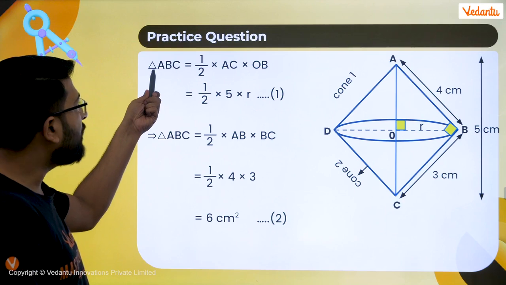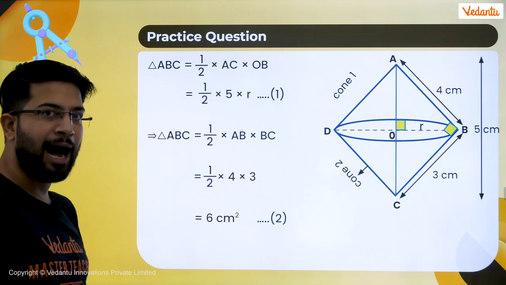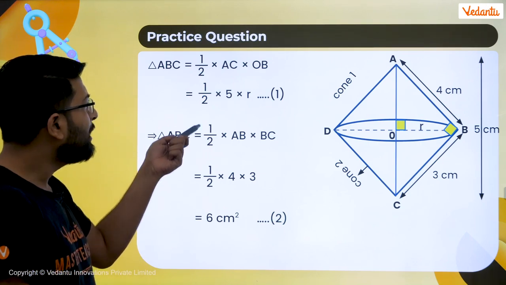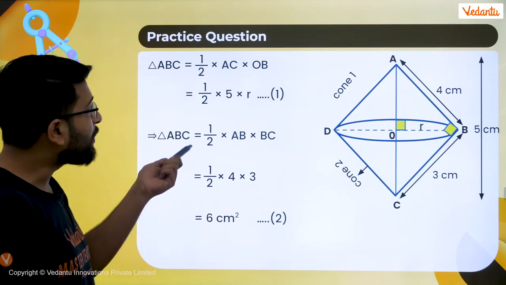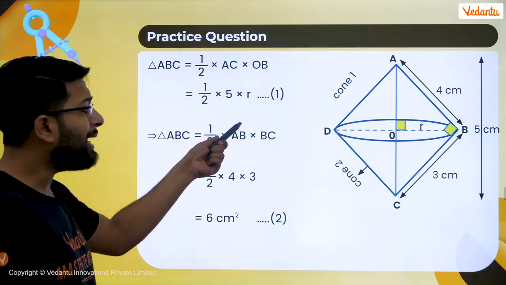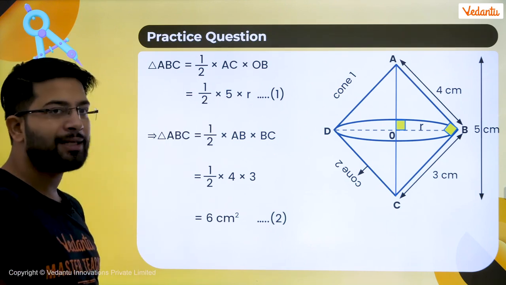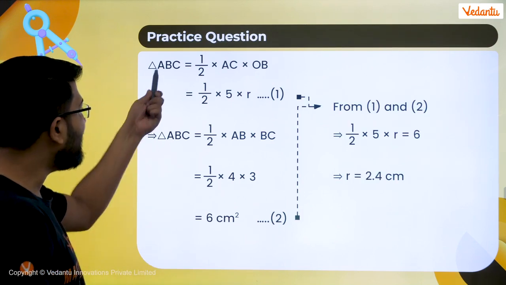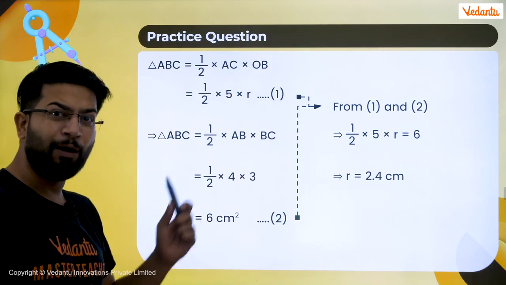So we can find the area of the triangle ABC, half base into height, right? AC is 5, OB is R, the radius of the cone. Same, the triangle area ABC we can also find as half base into height because the triangle is also a right angle triangle, right? So we can write simply half AB into BC. One time we have considered base and perpendicular differently. One time we have considered AC as a base and OB as a height. So both are the same triangle, so area will be equal. Yes. So by keeping the area equal, we will get radius equal to 2.4. I hope this is clear.